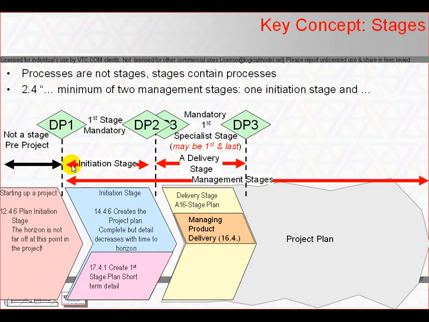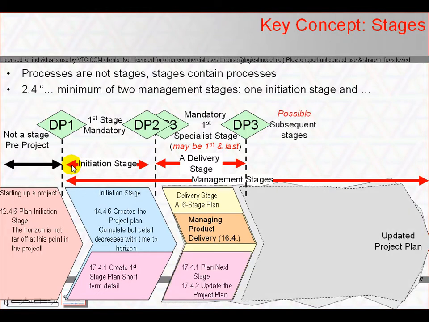There is more that we need to cover in order to understand what these DP and other processes and their activities are doing. But if the initiation stage's results are favourable, then the project is executed in one or more delivery stages, during which team members with specialist subject matter expertise carry out the technical work required to create the project's outputs under control of the managing product delivery process.